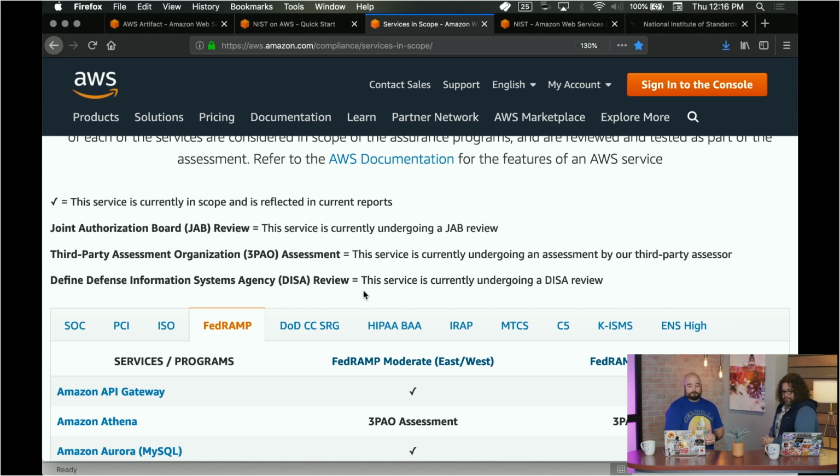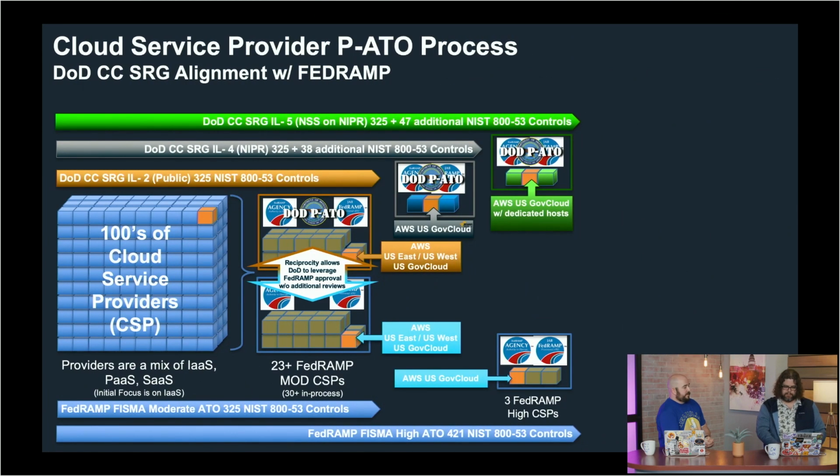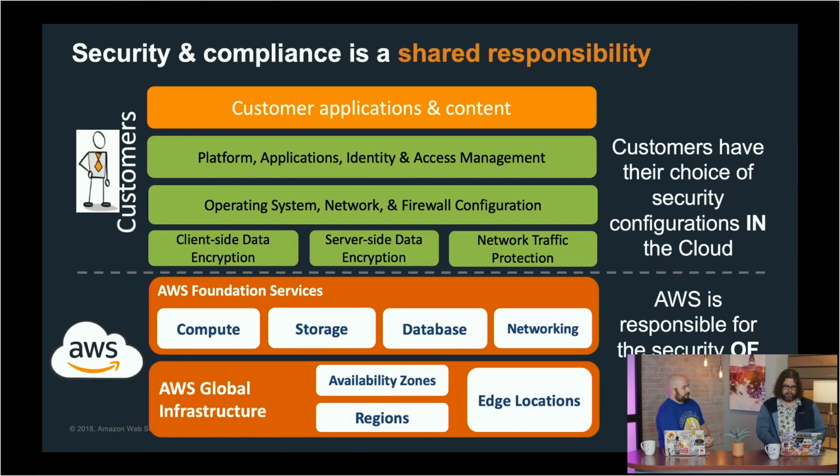We can. So let's talk shared responsibility. Yeah, absolutely. That's a big, fun one. I'm going to move over here, and you might have seen this slide before. This is a good slide. Yeah. I like this slide.